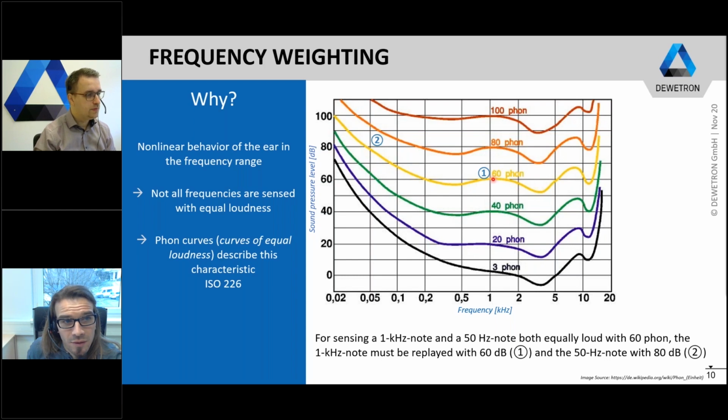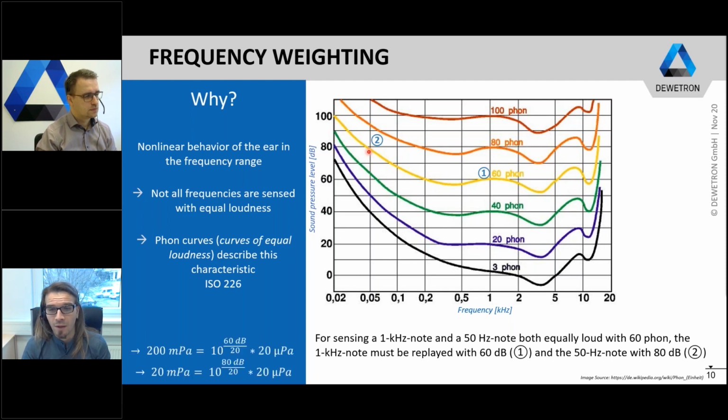The 1 kilohertz tone must be replayed with 60 dB, and the 50 hertz tone must be replayed with 80 dB to cause the same loudness in the human ear. So there's a difference of 20 dB to cause the same perception. This may not sound like much, but please always remember that the sound pressure level is a nonlinear quantity because we have a logarithm in the equation. When we recalculate it back into the linear domain in pascal, the 60 dB equal 20 millipascal and the 80 dB equal 200 millipascal, and there's a factor of 10 in between. So this is an enormous difference to cause the same perception in the human ear.